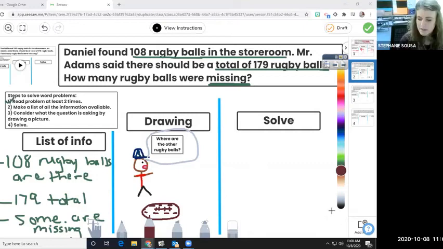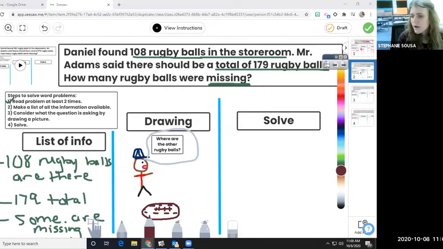All right. So we're saying, where are the other rugby balls? Let me ask you guys this. If something is missing, if the coach is saying there's supposed to be 179, what are we doing with these rugby balls? Are we adding them or are we subtracting them? If they're missing, what's happening? Terrence? We're subtracting them because it's saying how many were missing, so we have to subtract.